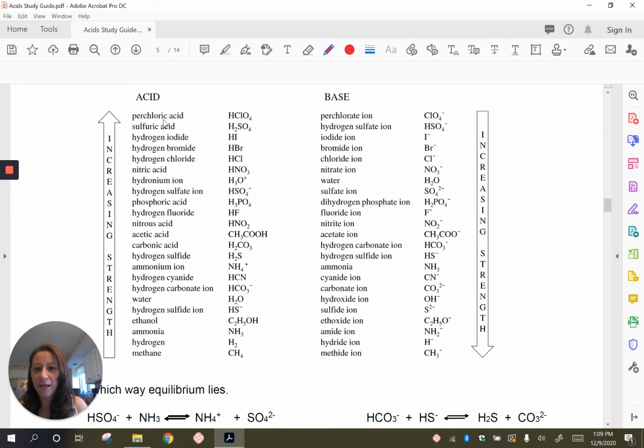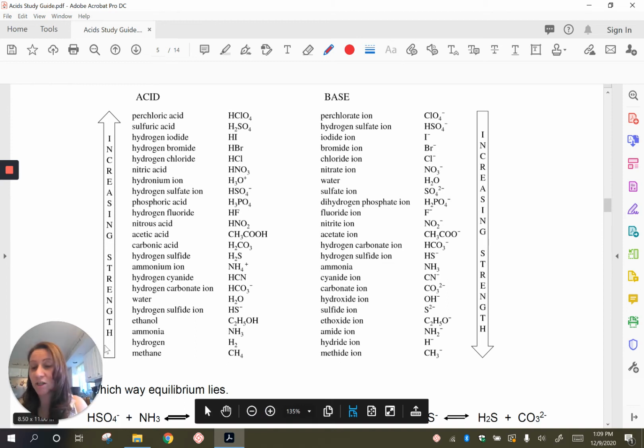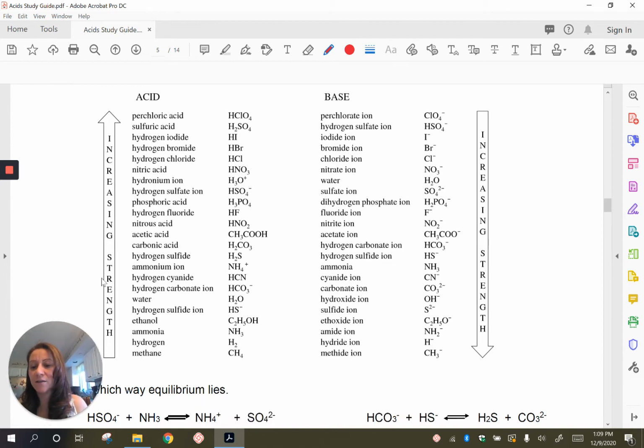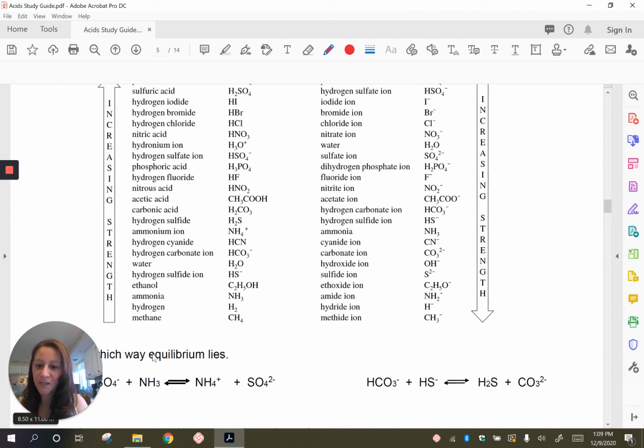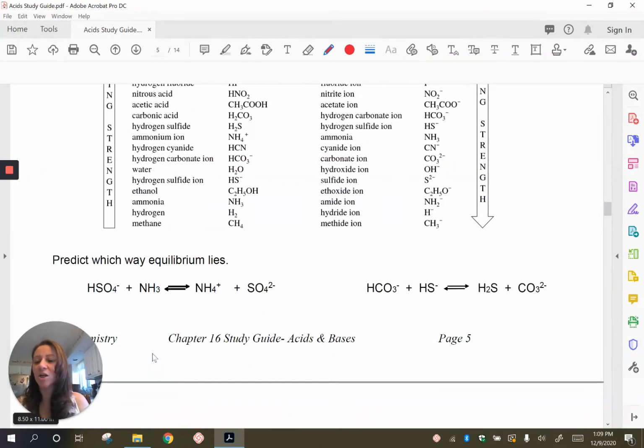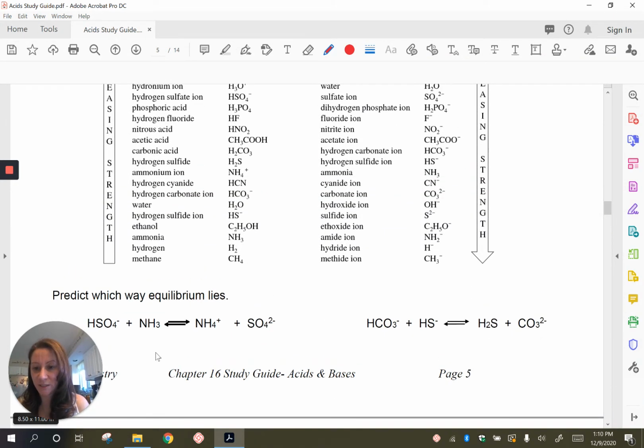These are the acids, and these are their conjugate bases, or you can think of these as the bases, and these are their conjugate acids. So you can see that the stronger the acid is, the weaker its conjugate base, and the stronger the base is, the weaker its conjugate acid. And again, the equilibrium will always lie towards the weaker species.